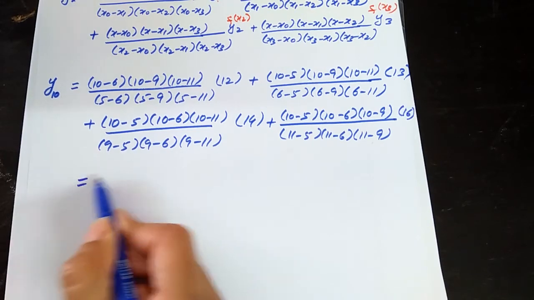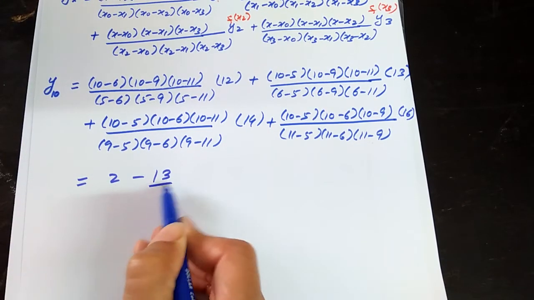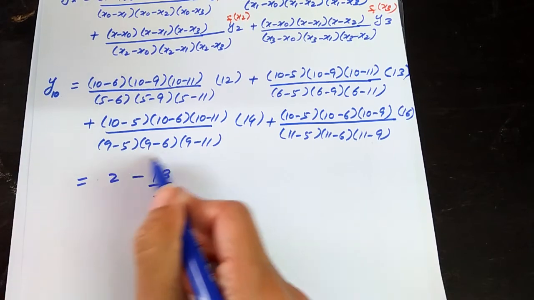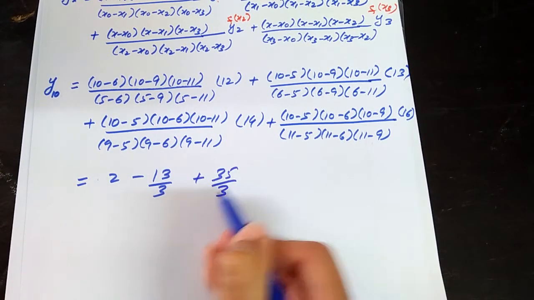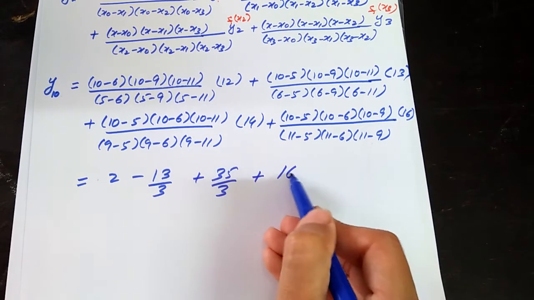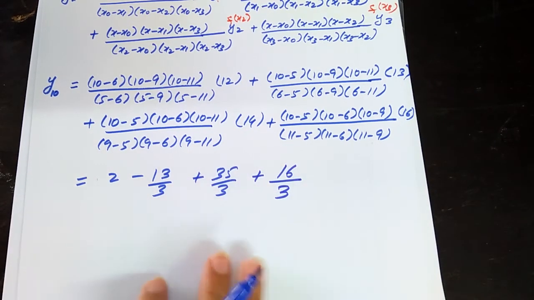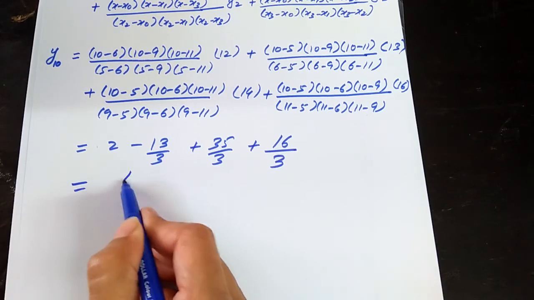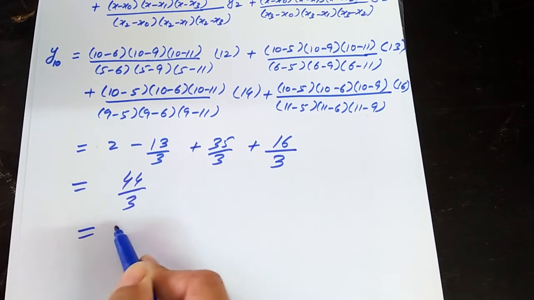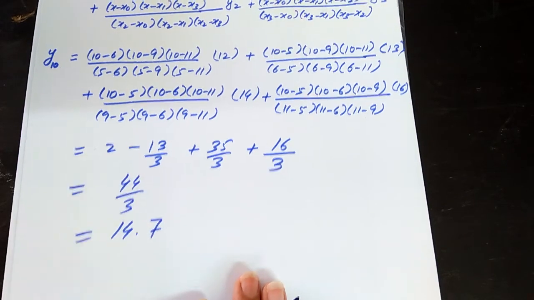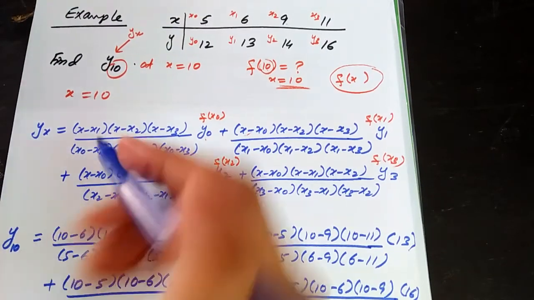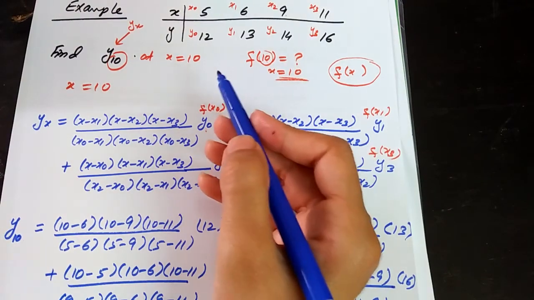After solving, I will get 2 minus 13 over 3: 2 from the first fraction, minus 13 over 3 from the second fraction, plus 5 over 3 from the third fraction, and the fourth fraction will give me 16 over 3. After simplification, I will get 44 over 3, which equals 14.7. So in this way, you can find the value of y at any value of x given in the question.